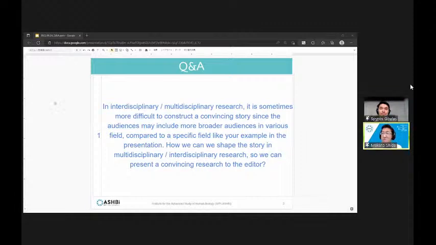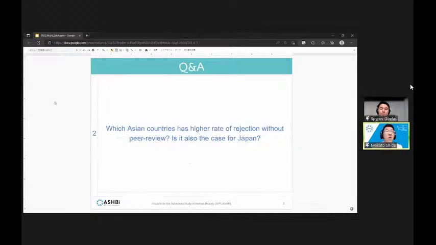Okay, thank you, Spiros. Next question. Which Asian countries have a higher rate of rejection without peer review? Is it also the case for Japan?